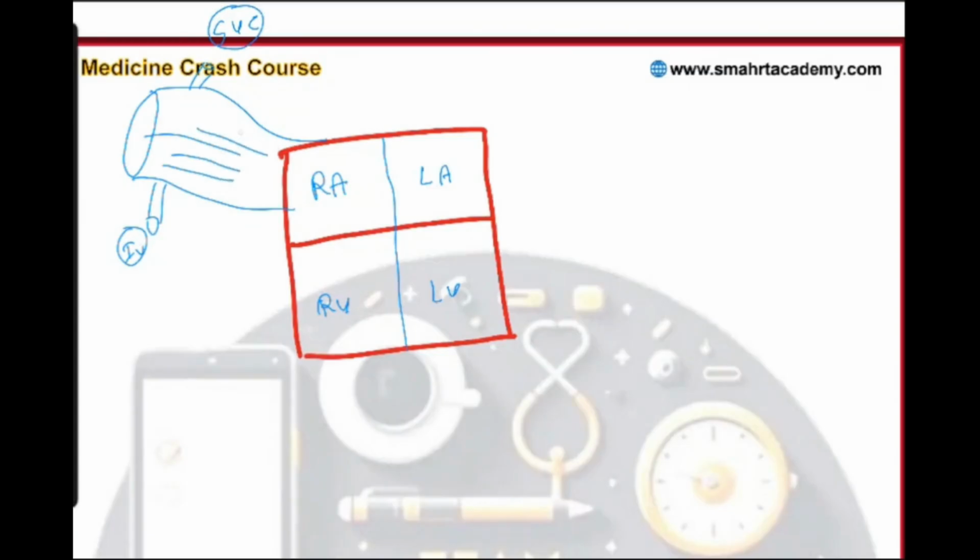So the right atrium receives venous drainage from the upper part of the body too. Total venous drainage is received by the right atrium. This will go into the right ventricle when the right atrium contracts.